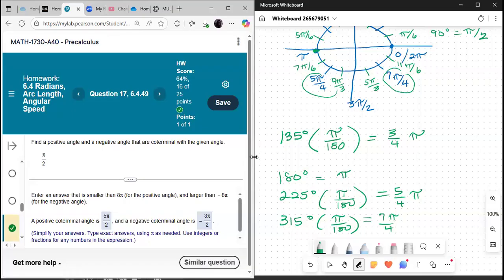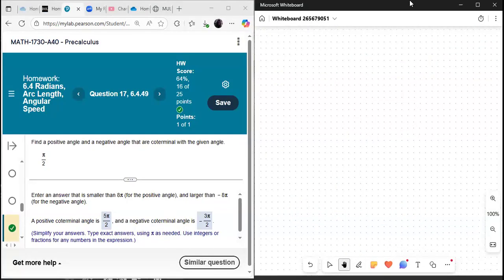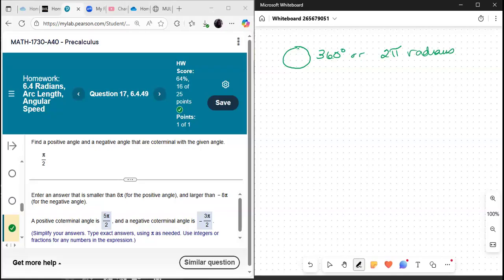In question number 17, find a positive angle and a negative angle that are coterminal with the given angle. Okay. If we're wanting to have an angle that's coterminal, we need to go an entire rotation, a whole rotation, which is 360 degrees, or if we're in radians, 2 pi radians. So we only need to add 2 pi or subtract 2 pi. So with pi over 2, we're going to add 2 pi.